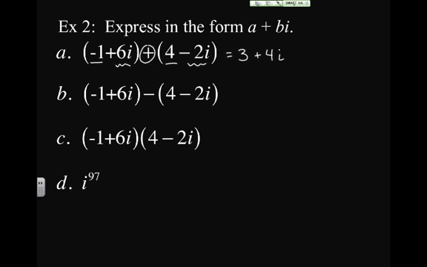For the second one, again, what I will say to do is go ahead and distribute the negative through this. So now, just to write this below, we've got -4 plus 2i. So -1 and -4 gives us -5. 6i and 2i gives us 8i.